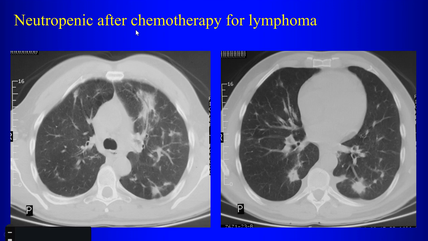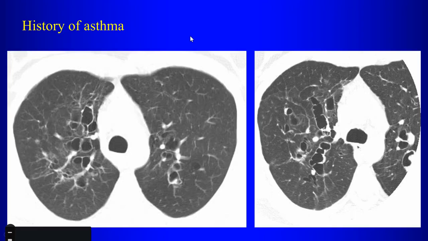So this patient is neutropenic after chemotherapy for lymphoma. We saw this case earlier, right? So this is a case of invasive aspergillosis, which can be associated with ground glass halos. So any patient who's neutropenic or immunosuppressed, if they develop multiple nodules, then we want to suggest invasive aspergillosis so they can start treating the patient.